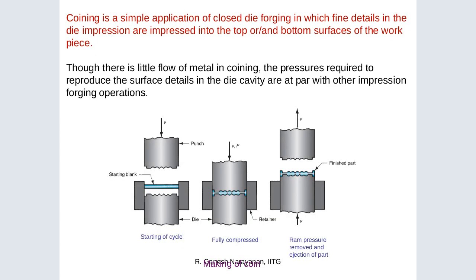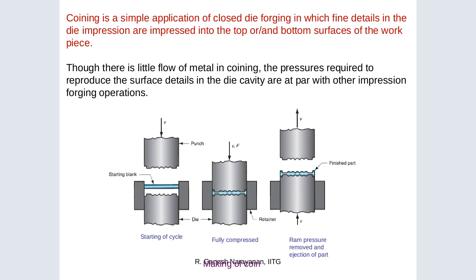Coining is a simple application. Now, what is coining? You can see now the way it's done. It's a simple application of closed die forging in which fine detailed die impressions are impressed into the top or the bottom surface of the workpiece. So you can see the dies.